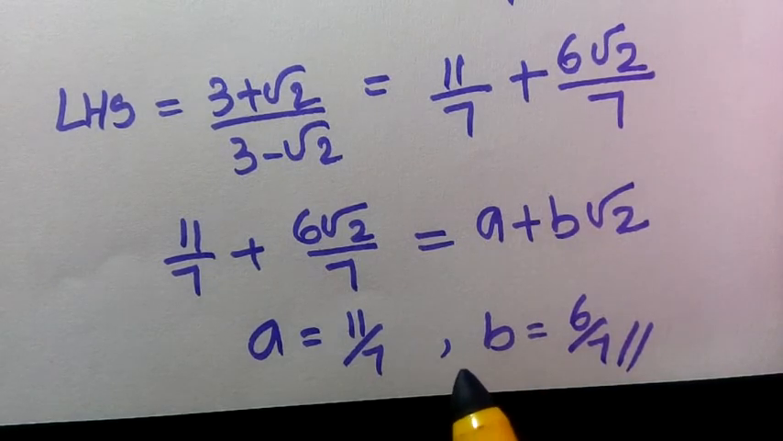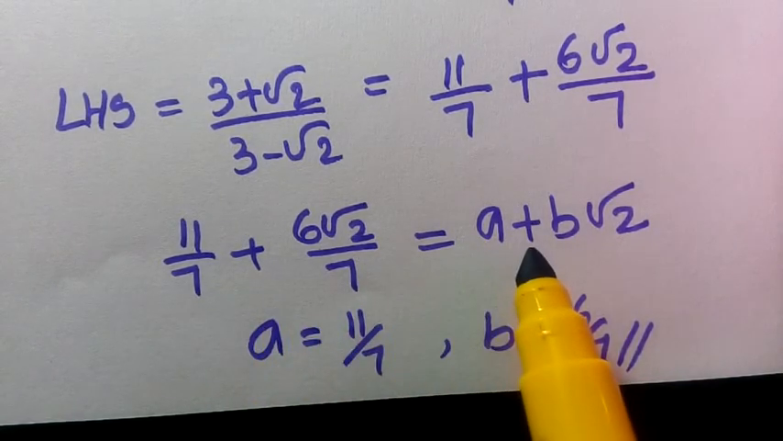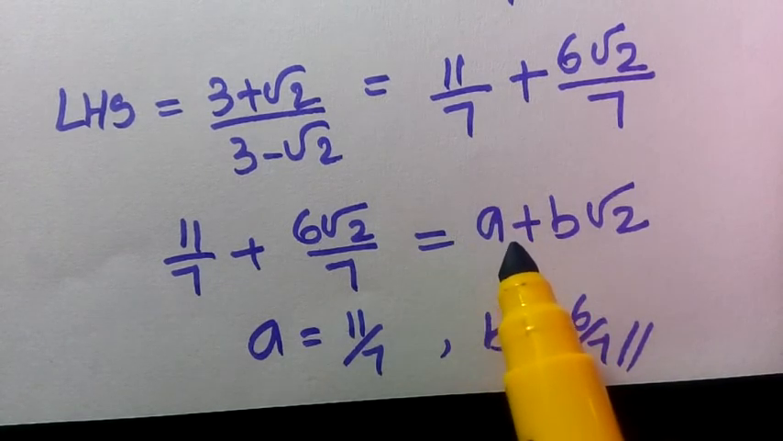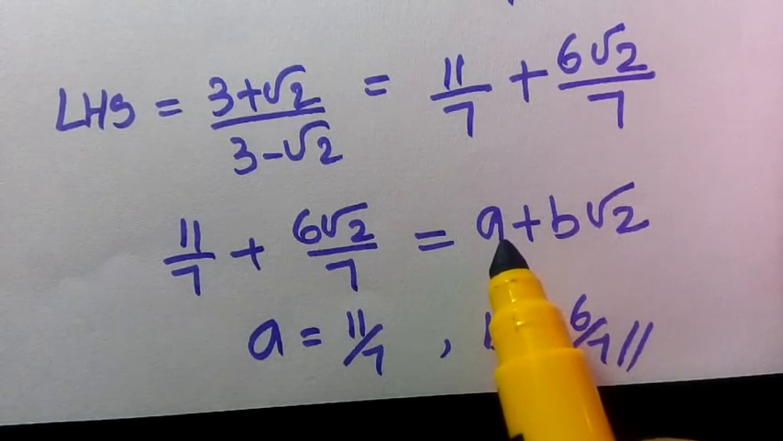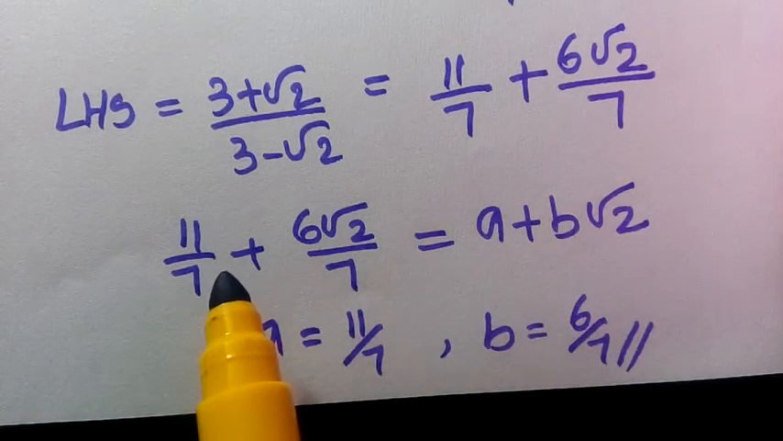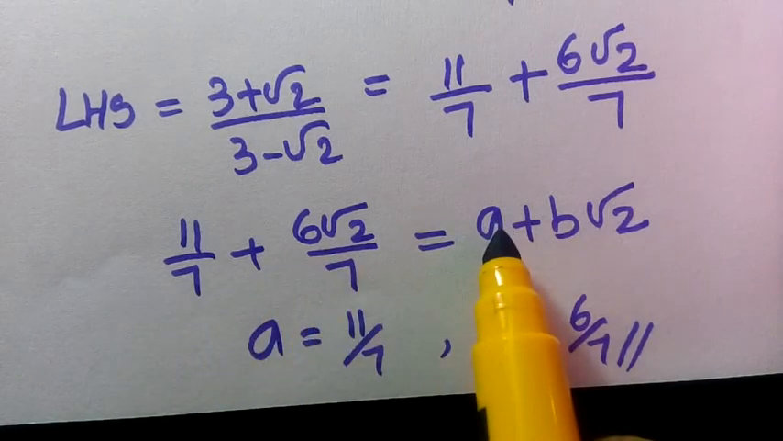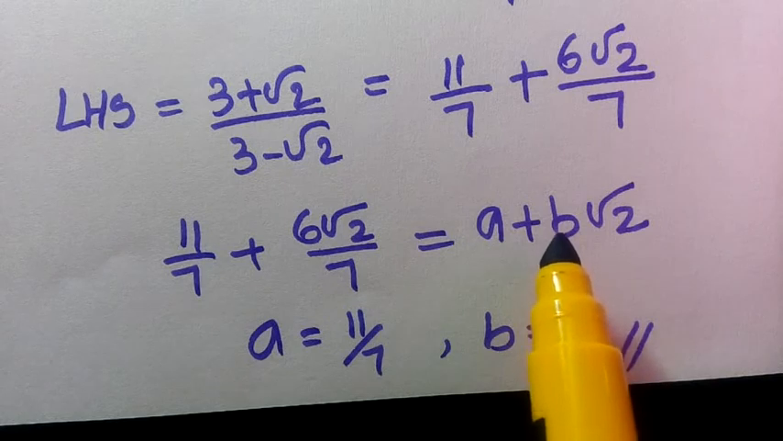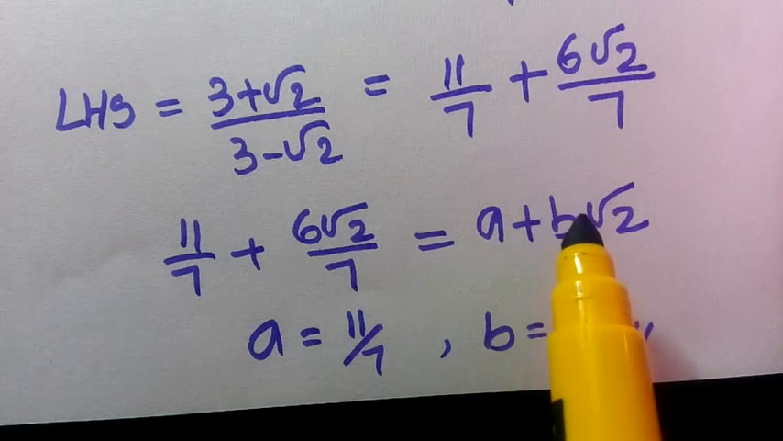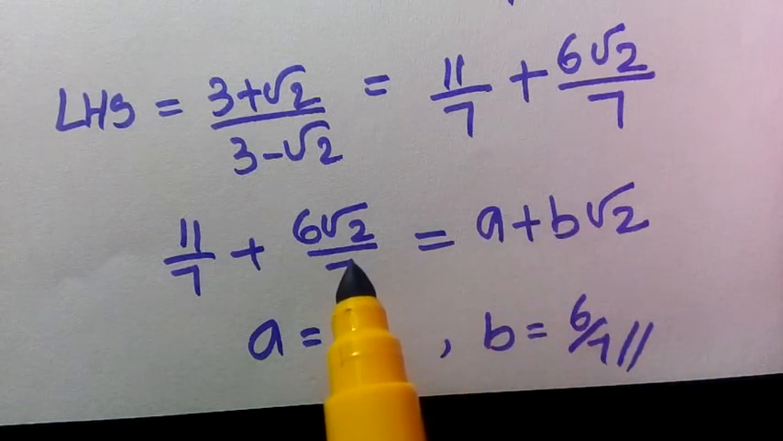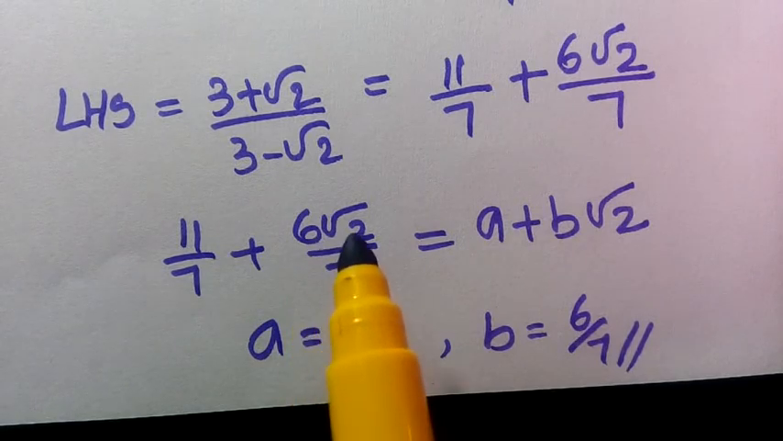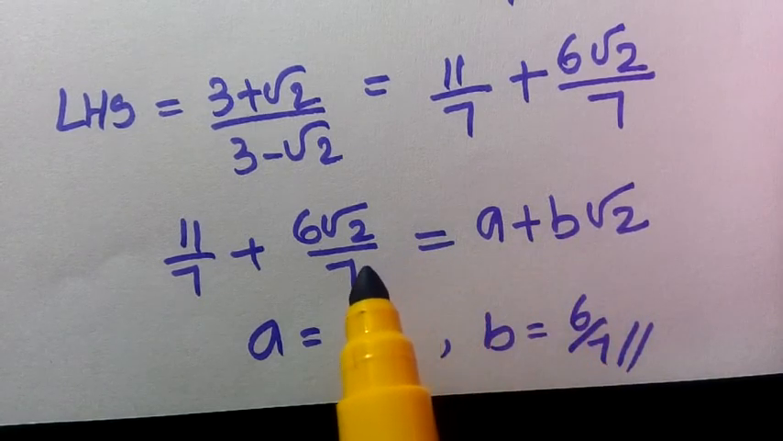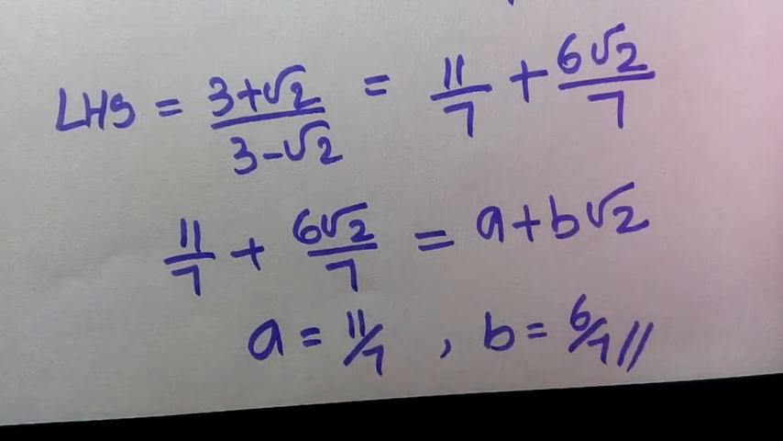I will explain again. LHS is equal to RHS. In the place of RHS, we have a. We need to find the value of a. So, in the place of LHS, we have 11 by 7. So, a is equal to 11 by 7. Plus, here we have b root 2. So, we need the value of b. So, here in the place of b, we have 6 by 7. Root 2 is common here also, and here also. So, b is equal to 6 by 7.